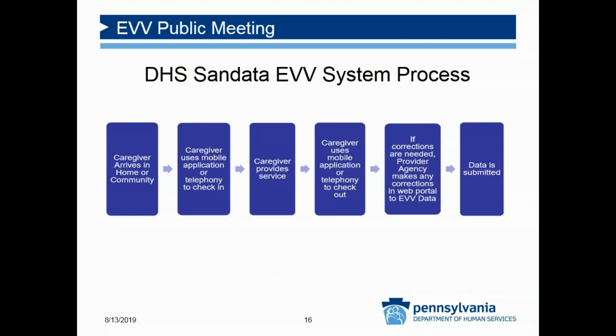So throughout this process, those 6 required items are captured: the date of service, the service being provided, the clock in and clock out times, the caregiver, the participant, and the location. All that information is captured during this process and submitted.